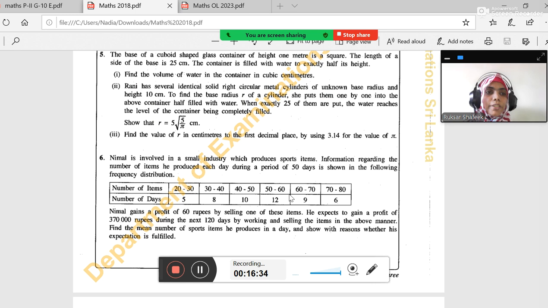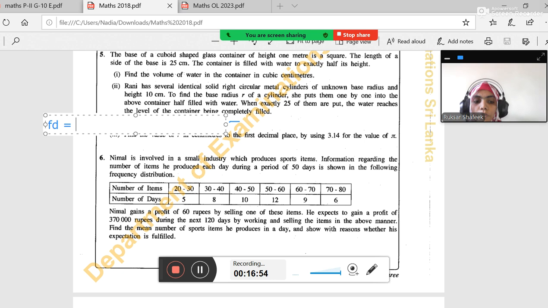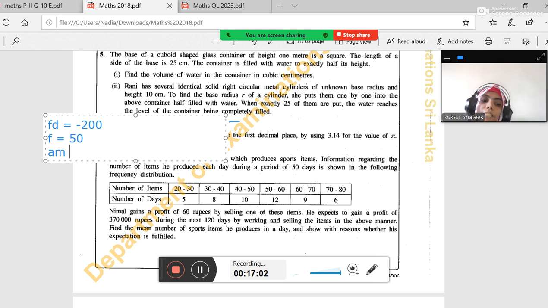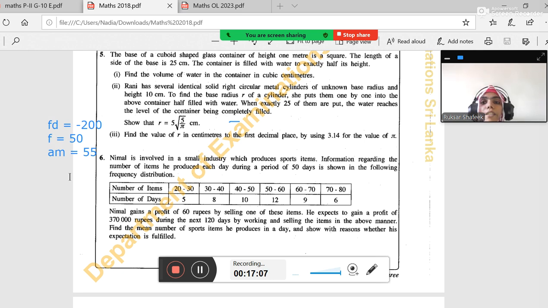Yes, I'm so sorry about that sudden glitch. So coming back to the question, we got the FD column's total and the frequency column's total. The frequency total is 50, and the FD total is minus 200. So now we have the sum of FD equal to minus 200, and the frequency total equal to 50. And what was our assumed mean? We assumed that the mean would be 55. So we have this data with us.